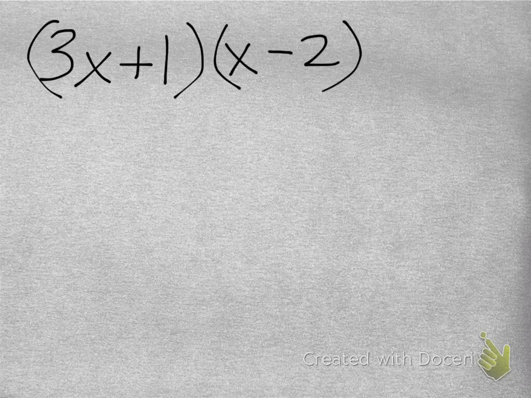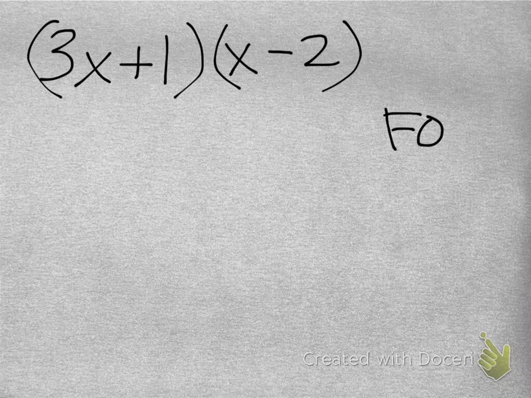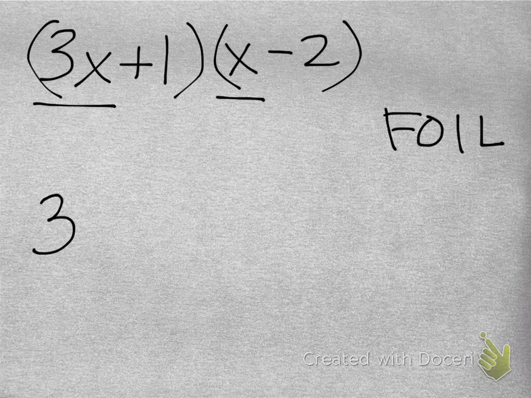If we use the FOIL pattern, that means first, outer, inner, last. So first terms are going to be the 3x and the x, the first terms in each set of parentheses. So 3x times x means that I'm going to add the exponents and multiply the coefficients. So 3 times 1 is 3. X times x is going to be x squared. That gives us our first term.